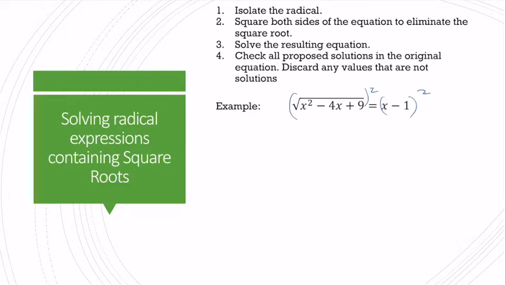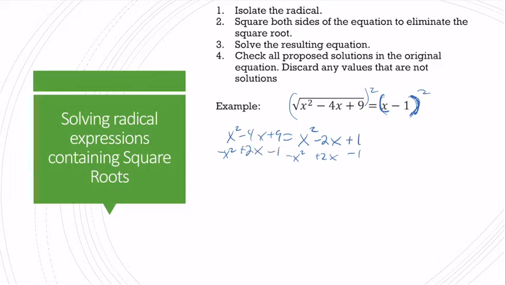Remembering that squares cancel square roots, so I have x squared minus 4x plus 9 equals x minus 1 squared. Again, I have to FOIL that. So I get x squared minus 2x plus 1. I'm going with that. Next, I want to move everything to one side of the equation, so I subtract x squared. I add 2x, and then I subtract 1.